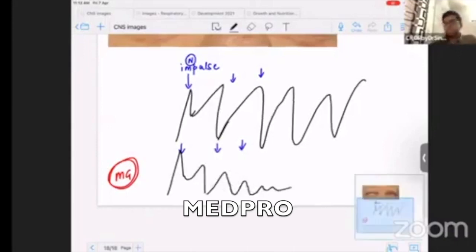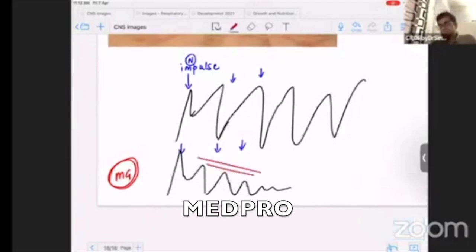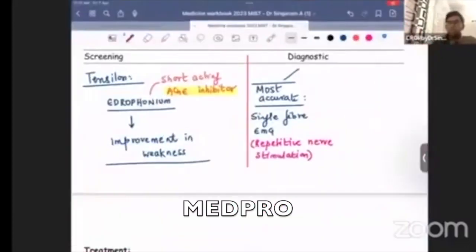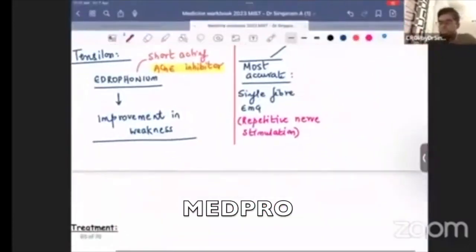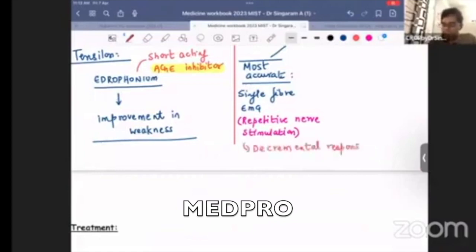So what I'm trying to tell you, as the number of impulses goes on increasing, what is happening to the response in the muscle? It goes on decreasing. Are you able to understand this? This is what is happening in case of myasthenia gravis, because already I told you, in myasthenia gravis, any exertion or activity will worsen the weakness. That is what I told you, right? So repetitive nerve stimulation is going to cause decremental response. This is the word which I want you to remember. It is going to result in decremental response.